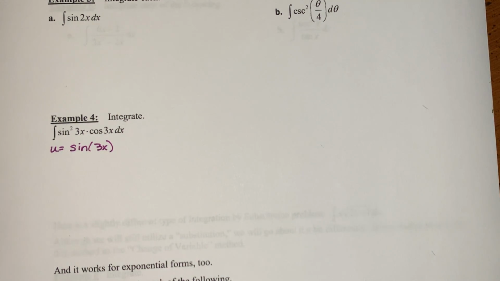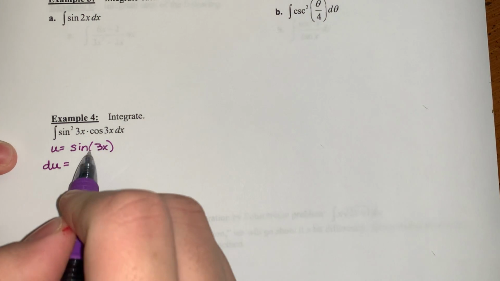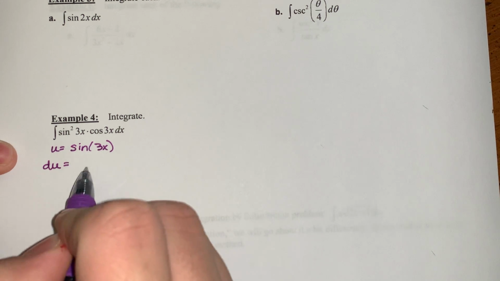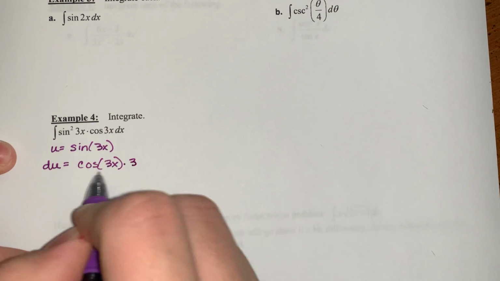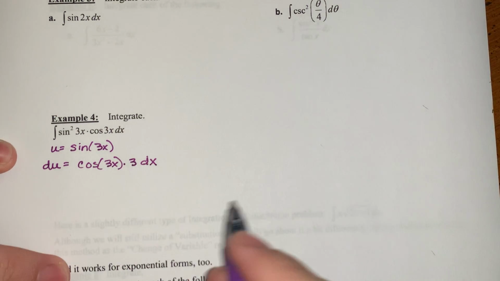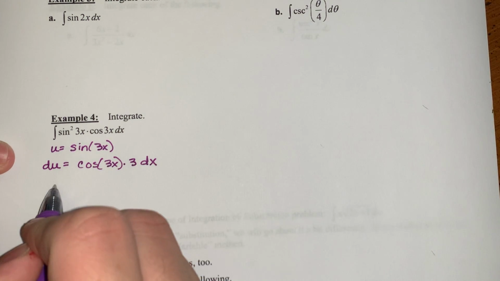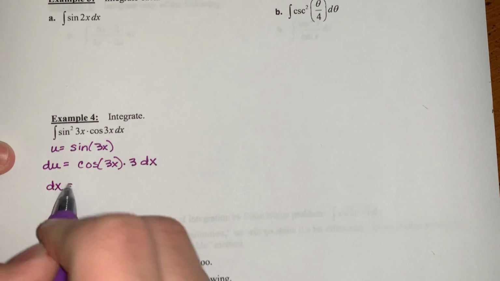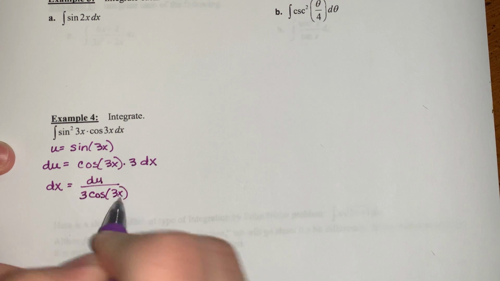Again, it's okay if you try out different u's and none of them work. I think this is our fourth one that we're trying, and it's going to happen. But anyway, we're going to take the derivative of this. The derivative of sine of 3x is cosine of the inside times the derivative of the inside, and then of course we have times dx. So when I work that out and get dx by itself, I know that dx is equal to du divided by 3 cosine of 3x.